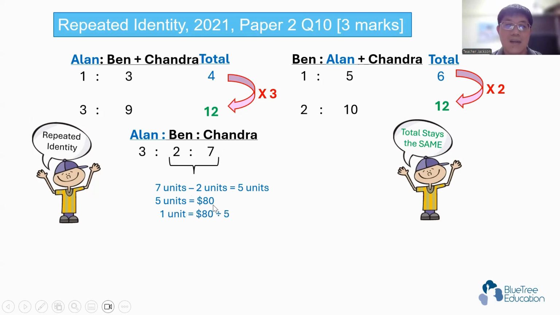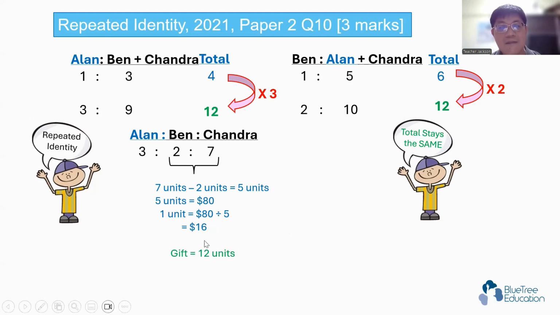So 1 unit will be $80 divided by 5. You get 16. So remember, must find the unit. BlueTree will teach you, try and find 1 unit first. So the strategy is to find 1 unit first, which we found. You take $80 divided by 5, you get $16. Now I have 1 unit already.